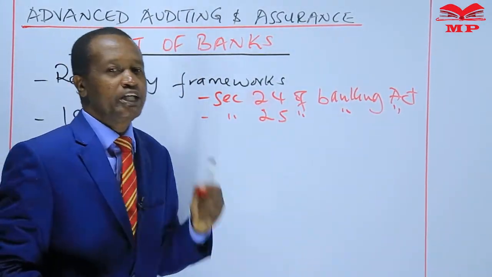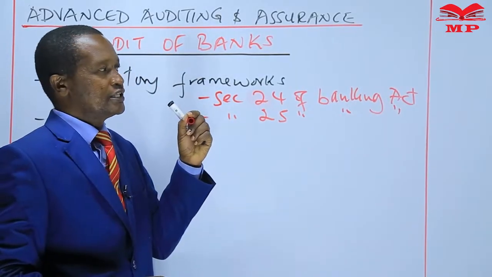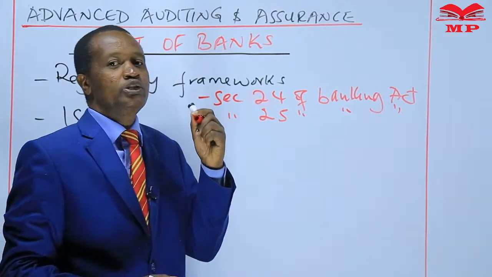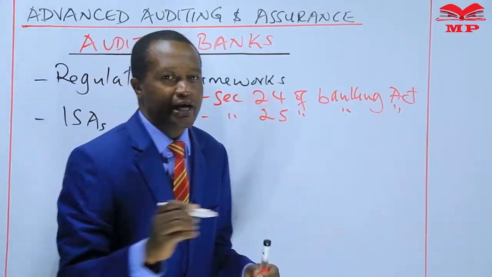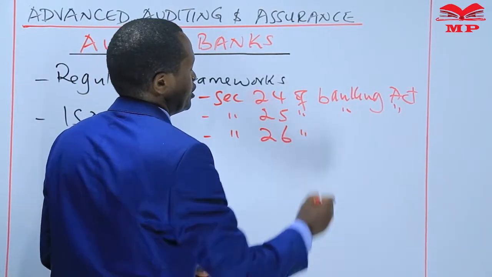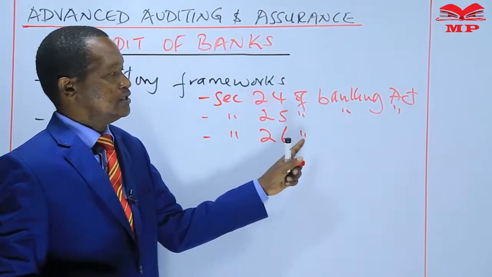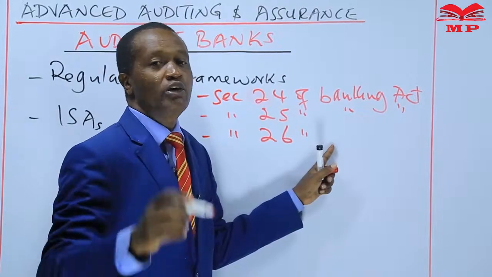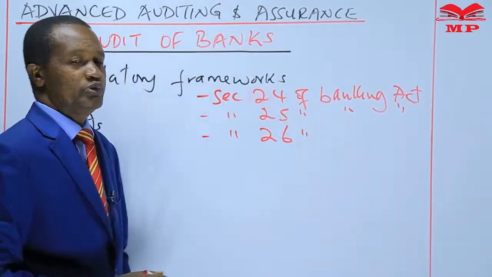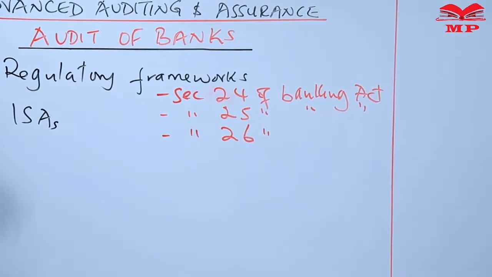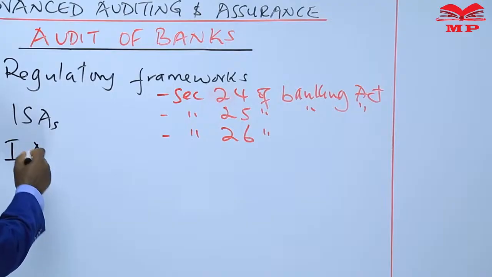Now, Section 25 of the same Act talks about change of auditors, and such changes of auditors of a bank should be notified to the central bank. And Section 26 of the Banking Act is about auditors' duty of confidence.